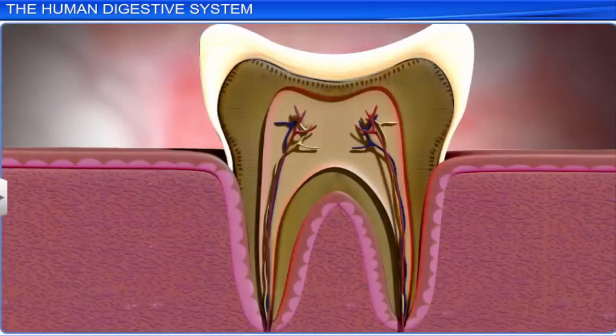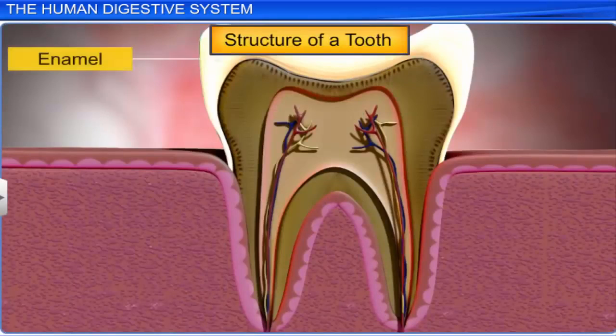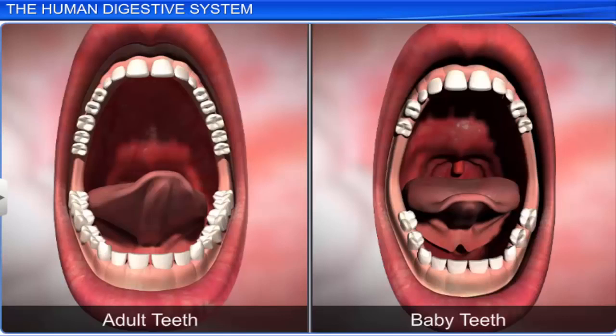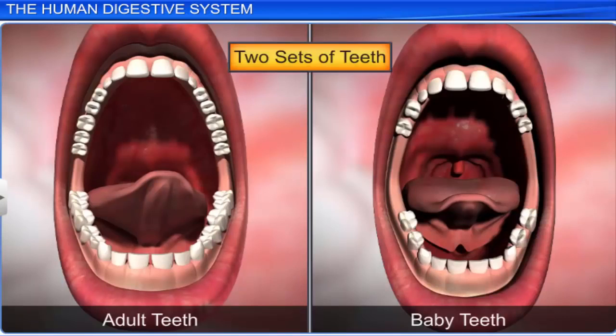The hard, chewing surface of the tooth, made up of enamel, helps in chewing and breaking down of food. Interestingly, human beings develop two sets of teeth during their lifetime and are hence known as diphyodont.